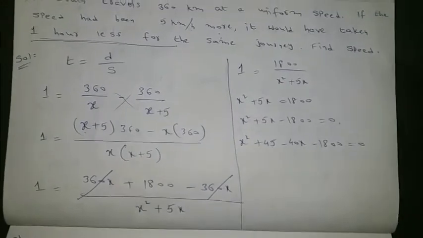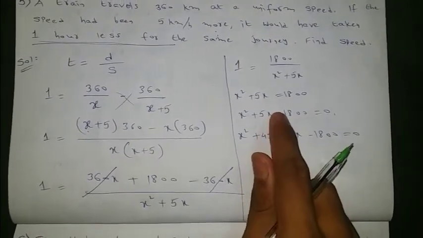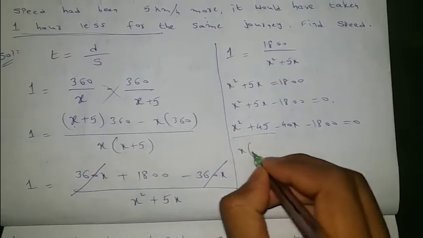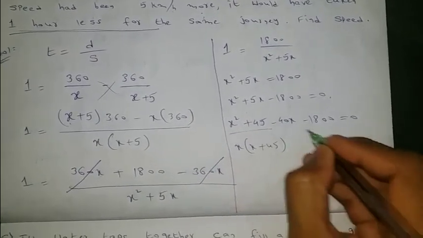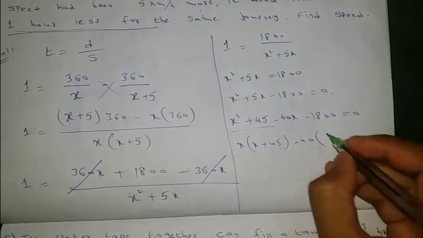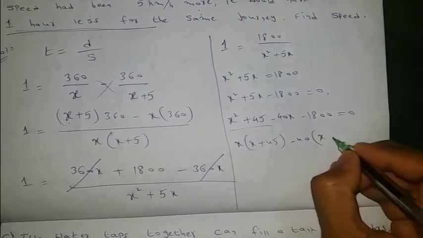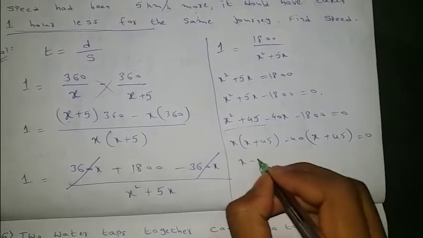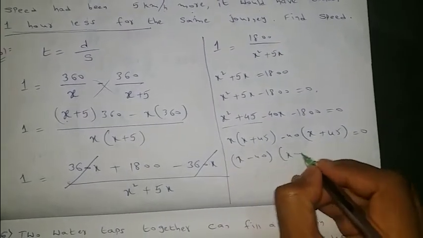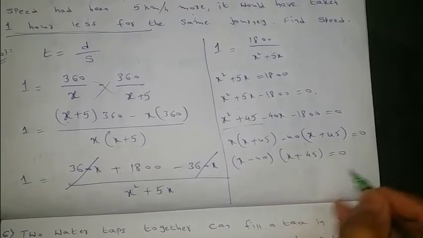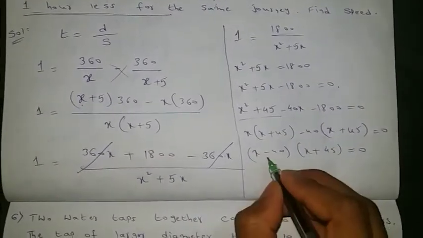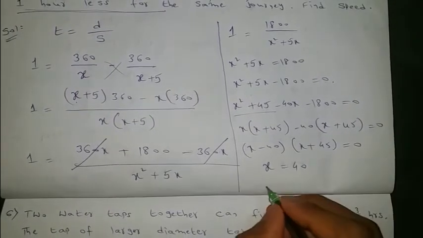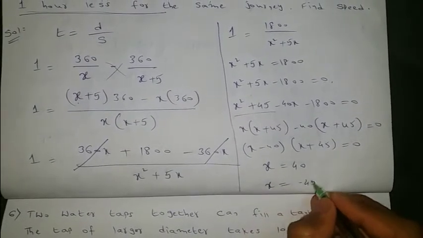In case you feel difficulty in splitting the middle term into two terms, you can go with the formula. From these two I am taking x common, so we remain with x plus 45. From these two I am taking minus 40 common, so we remain with x plus 45, which is equals to 0. So we get x minus 40 into x plus 45 is equals to 0. So here x minus 40 is there, so x value will be plus 40. Here plus 45 is there, so we will get x equals to minus 45.